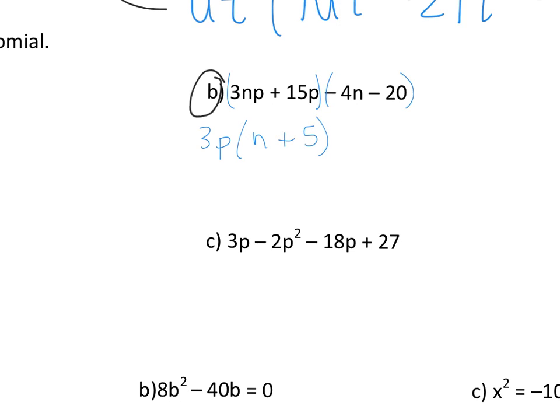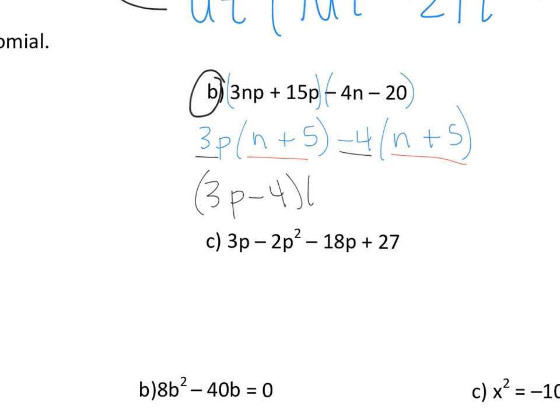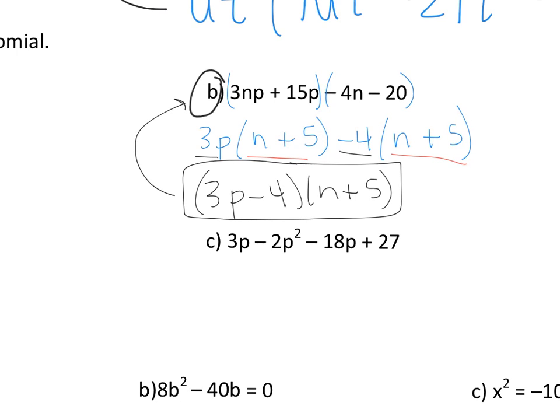Now I look at the next 2 terms of negative 4n minus 20, and I take out the GCF there of negative 4, and then get n plus 5. And that's great because I should see the same factor listed twice. How I write my final answer is I put the terms that are outside of the parentheses together and get 3p minus 4, and then write my 2 factors that I see only one time. And if I FOIL or use the box method and multiply these 2 binomials back together, I will get, in fact, what my original problem was.